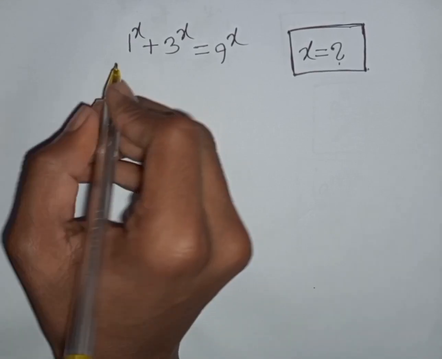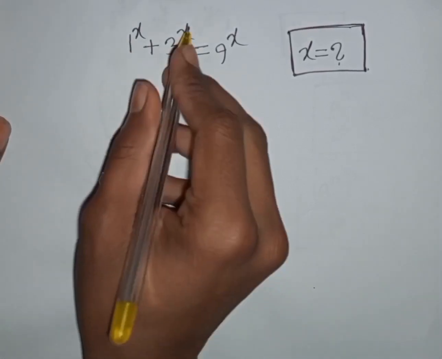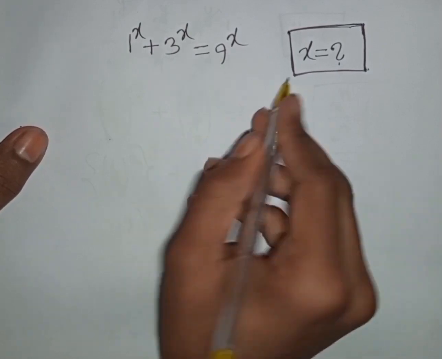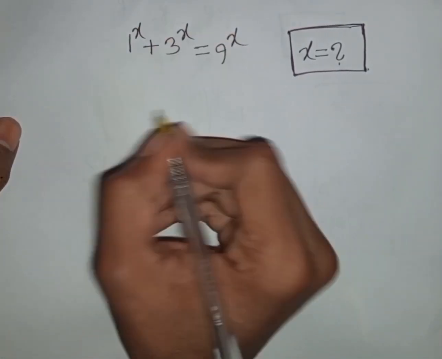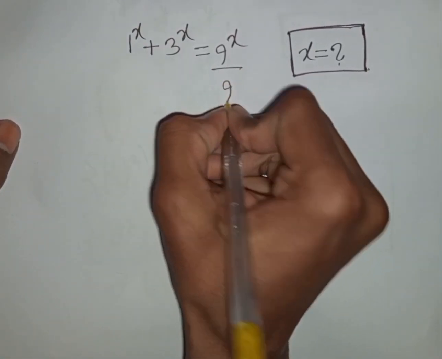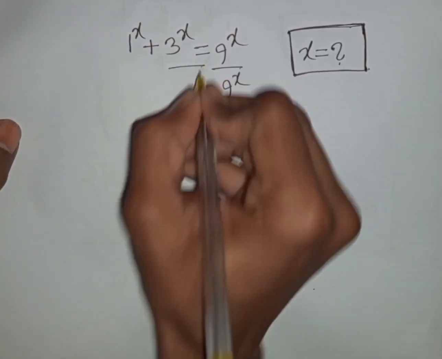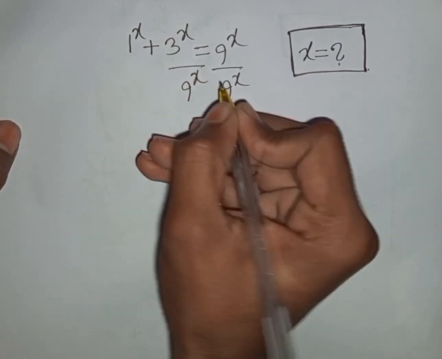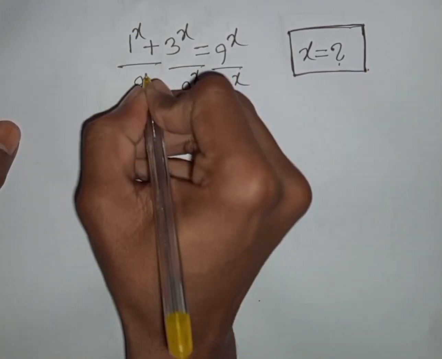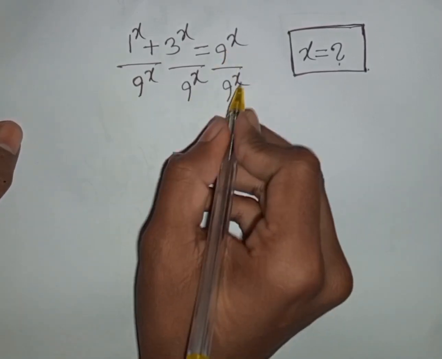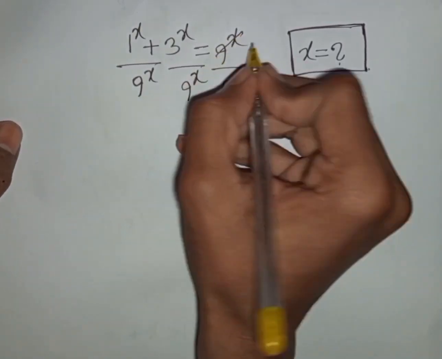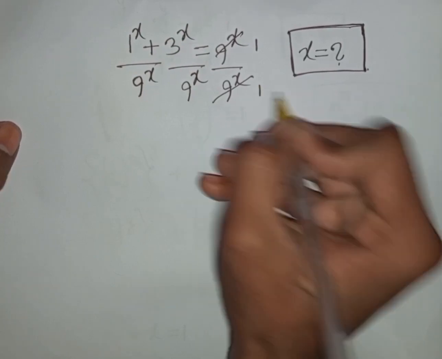How to solve 1^x + 3^x = 9^x. Find the value of x. At first, we divide by 9^x on both sides, so 9^x divided by 9^x, and now we see this 9^x will be cancelled.